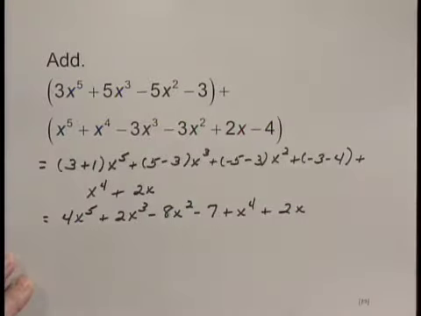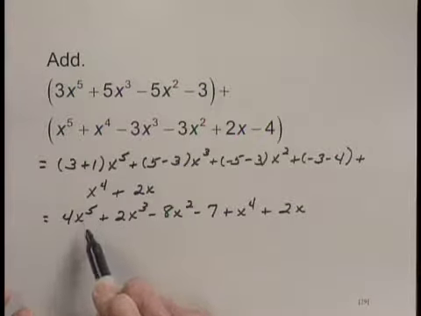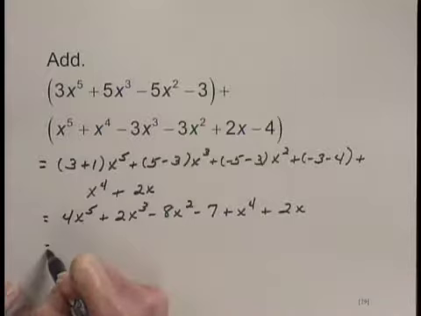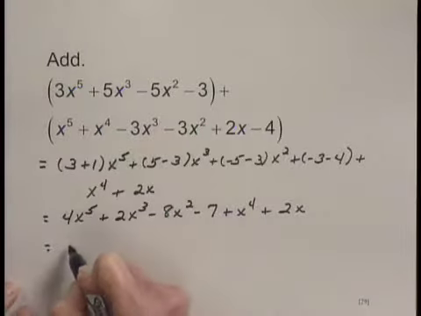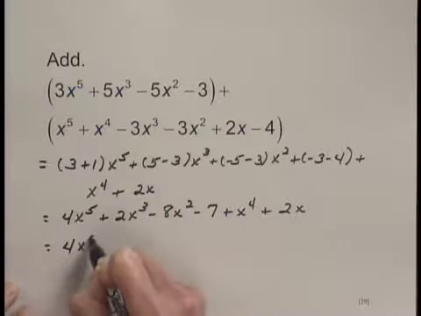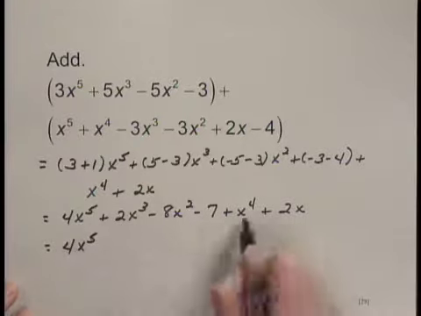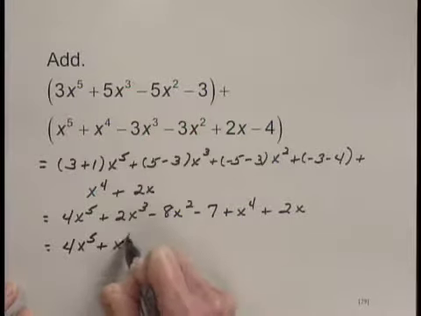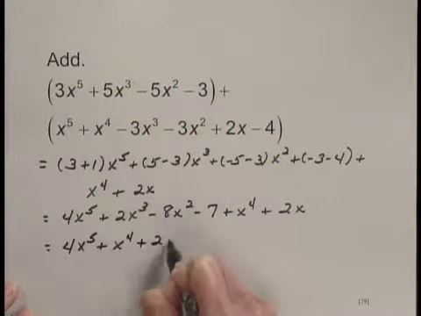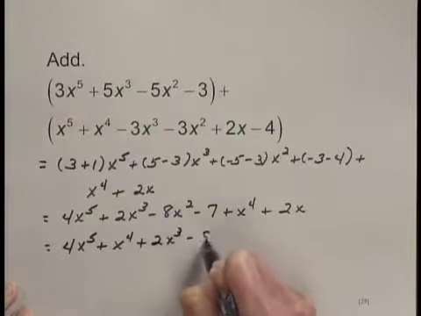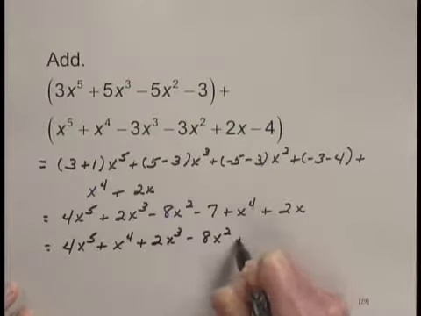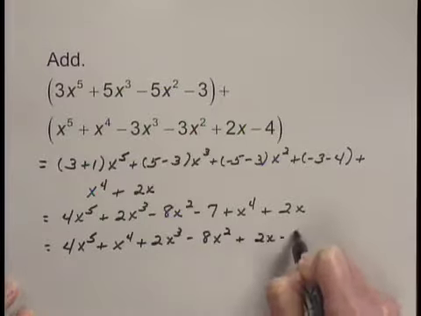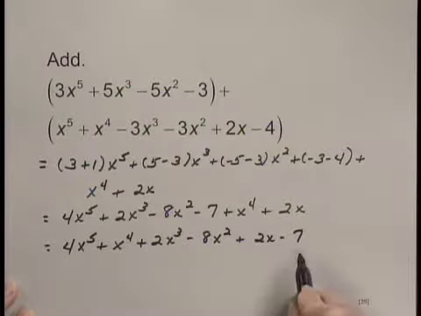And usually we like to write results in descending order, which means that we start with the highest exponent of x and go down to the lowest. So if we did that, for this sum, we would write 4x to the fifth, the highest power on x, then we'll write the x to the fourth term, then the x cubed term, the x squared term, the x term, and finally the constant term. So this would be the sum of these two polynomials that we started with.